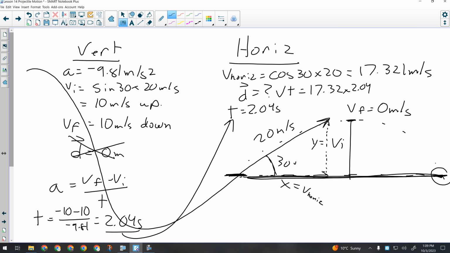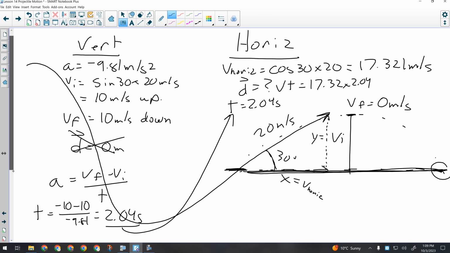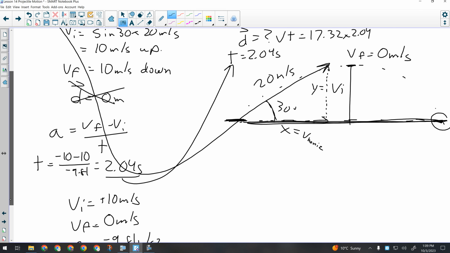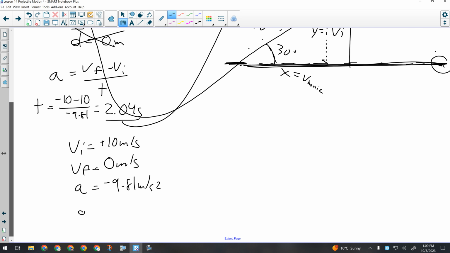If that flight took 2.04 seconds, when does the maximum height occur? 1.02, halfway. So there's all these other pieces of information you can get if you're dealing with the maximum height. So this is what I would do. The initial velocity would still be the positive 10 meters per second. That's not changing. The final velocity is going to be 0 meters per second, and the acceleration is going to be negative 9.81 meters per second squared. And I'm trying to find the height, which would be the vertical displacement at that point.